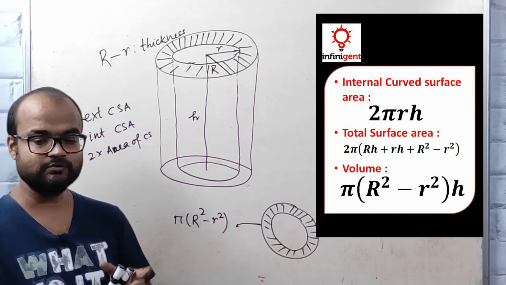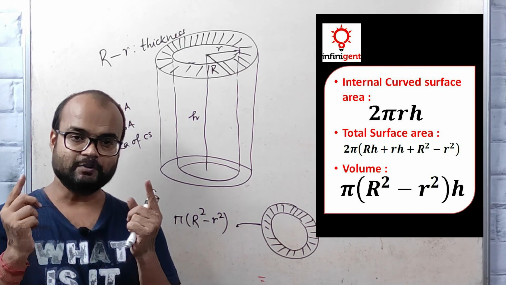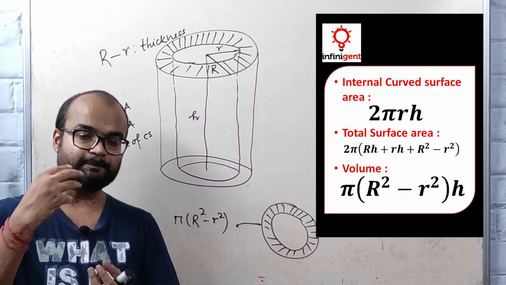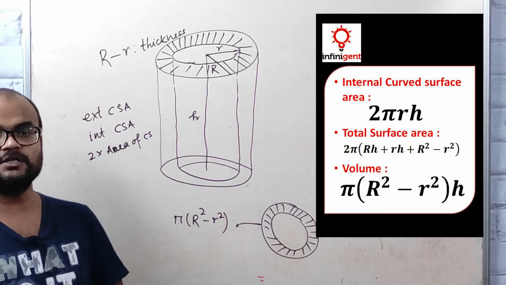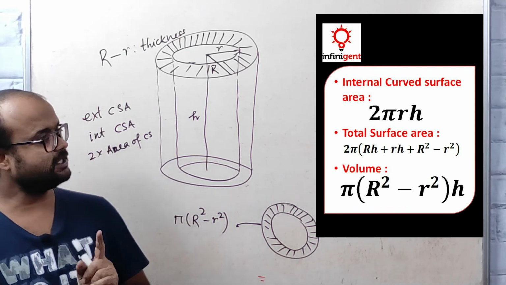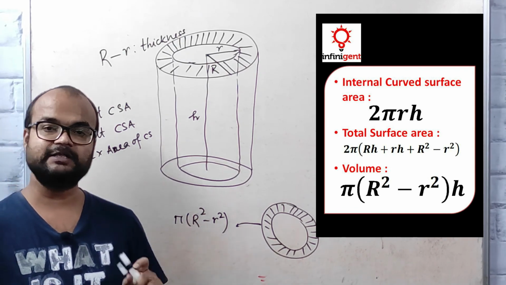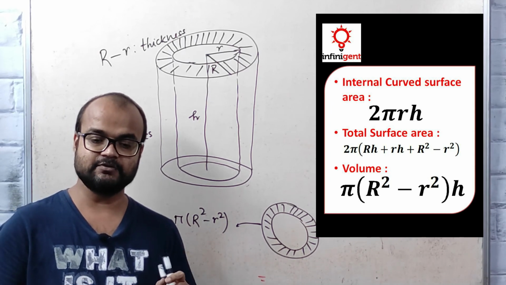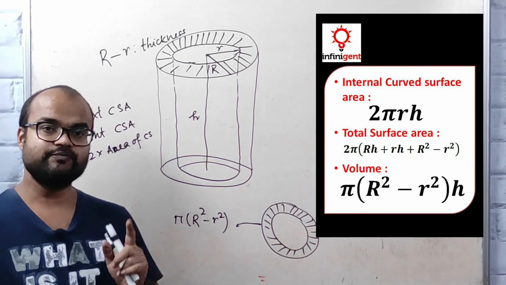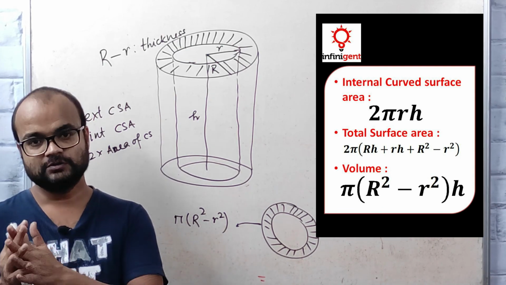And in case of volume, you just remove the internal part. That means from the outer cylinder, if you remove or subtract the internal cylinder, then you will get the volume. That means pi into (capital R square minus small r square), that is the area of the ring, and then multiplied by the height. Pi (capital R square minus small r square) into h. So this is the formula of solid cylinder and hollow cylinder.